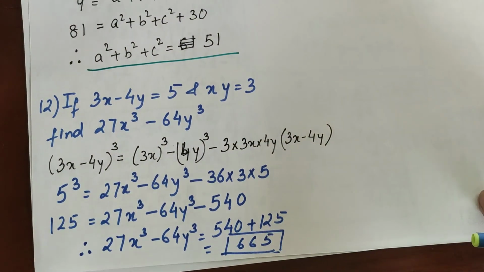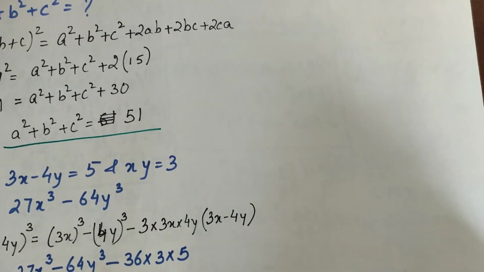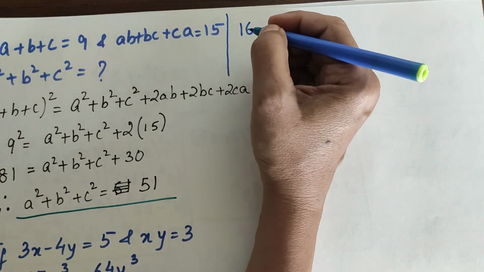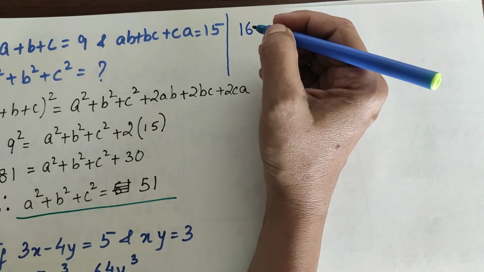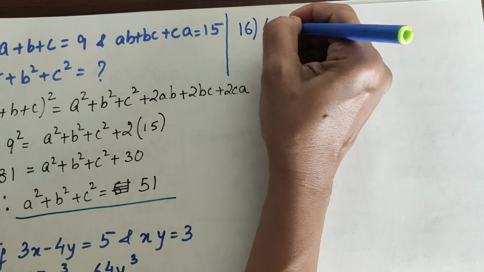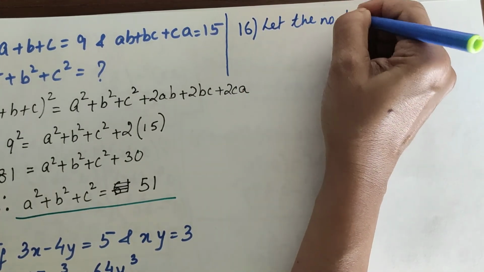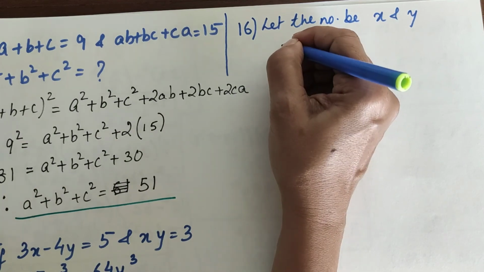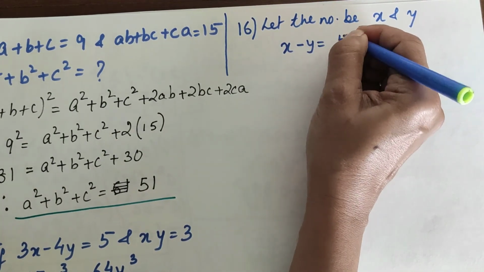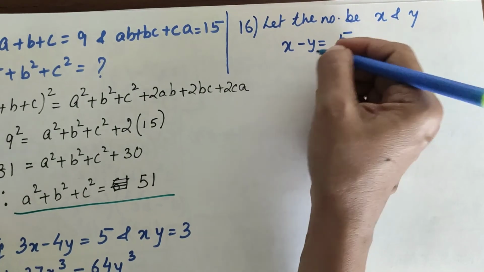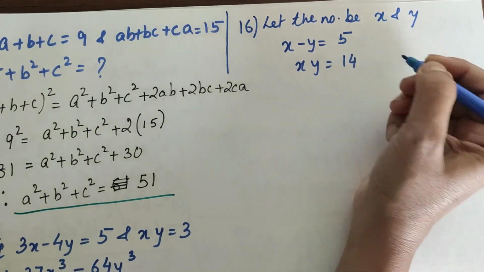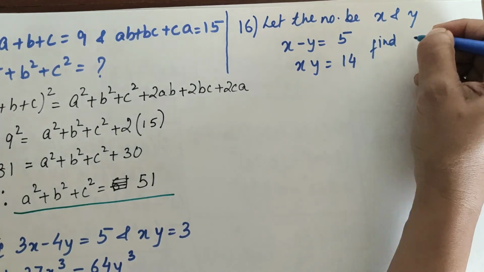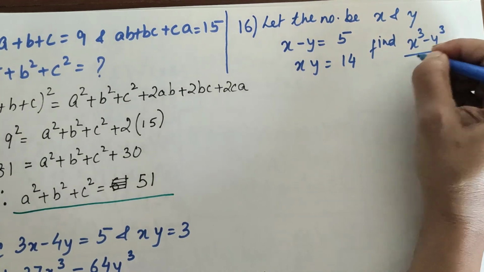Next question, what I am going to do is question number 16. So here comes question number 16. Question number 16 is the word problem. The difference between two numbers is 5. So let the numbers be x and y. So the first condition is the difference between two numbers is 5, so x minus y is equal to 5. The product is 14, so x into y is equal to 14. What you have to find is the difference between their cubes. So this is what we have to find.